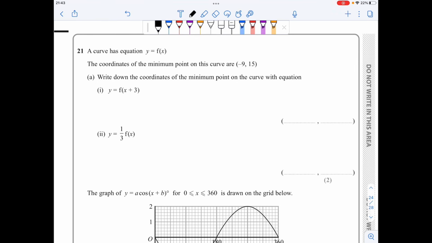In question 21, I have these coordinates, and in part I have this transformation. This is a translation by 3 units to the left, so I will subtract 3 units from the x coordinate. So minus 9 minus 3, it's minus 12. The y coordinate will remain the same. In II, I have a third of f of x. In this transformation, you multiply the y coordinates by a third, so the 15 will become a 5, and the x coordinate will remain the same.